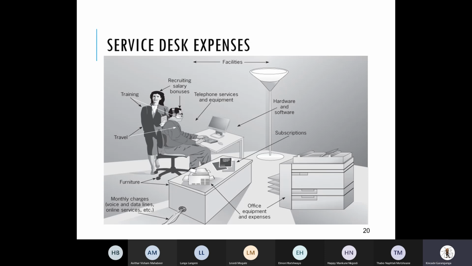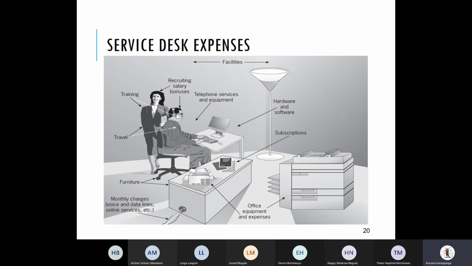So you've got the technology, but you still have to incorporate training as well. You still have to look at the whole issue of basic furniture, like we were talking about early on. You'll obviously look at basic facilities. So just the basic setup of the office space where this particular service desk is supposed to be sitting in is a classic example of what these particular expenses are all about.